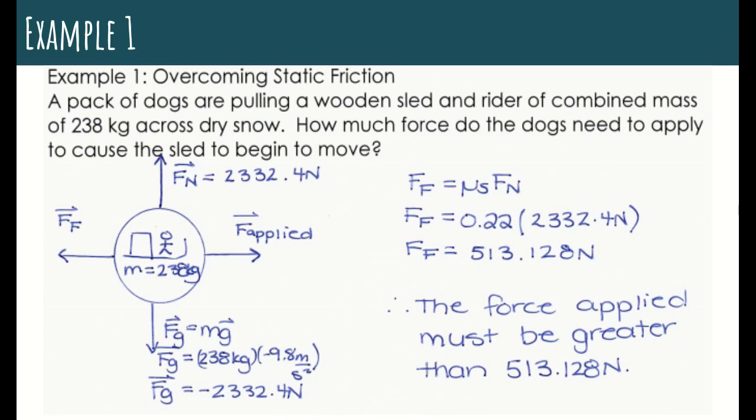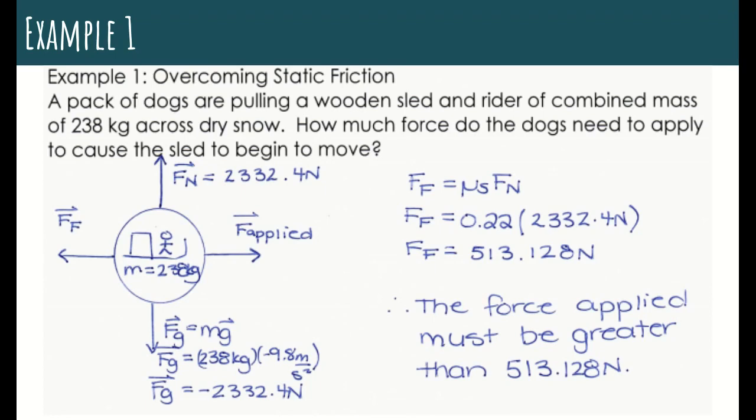A pack of dogs are pulling a wooden sled and rider of combined mass of 238 kilograms across dry snow. How much force do the dogs need to apply to cause the sled to begin to move? Here we have our free body diagram. We have the circle that represents the person on the sled. Their total mass of the sled and the person is going to be 238 kilograms, and we are assuming he's on Earth.